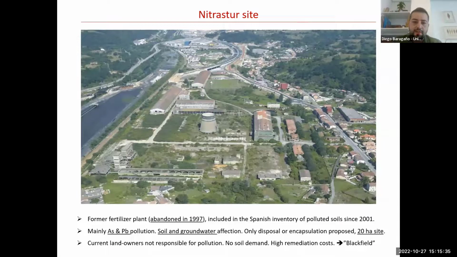So we have this Nittestur site, which is a former fertilizer plant that was abandoned in 1997. We have pollution mainly by arsenic and lead, so we have a metal and a metalloid. There is an effect on the soils and the groundwater. And the site is 20 hectares, so it's quite big, and the cost of the remediation is very high. So it is a brownfield because there is no soil demand, and the current landowners are not responsible for the pollution, so they don't want to know about remediation costs.